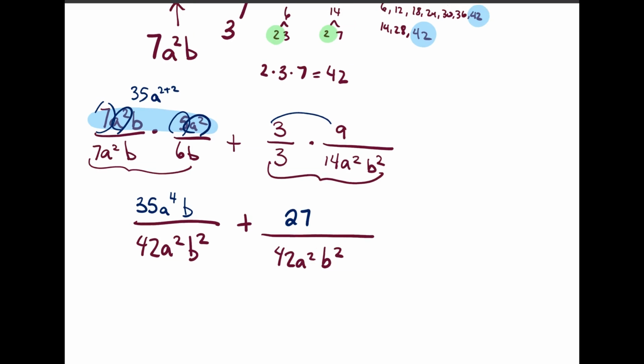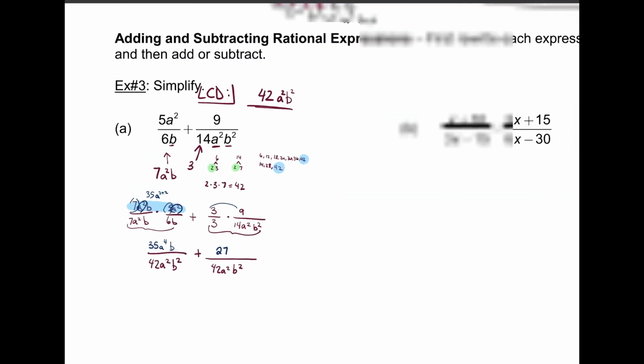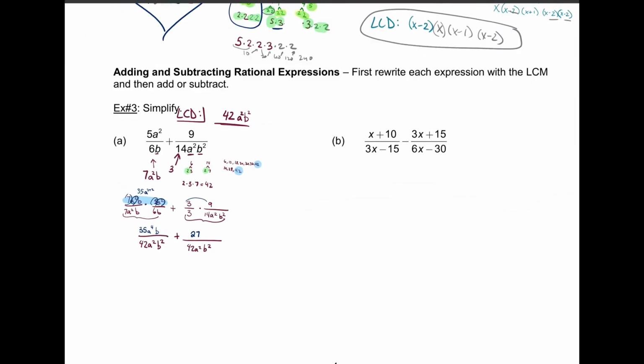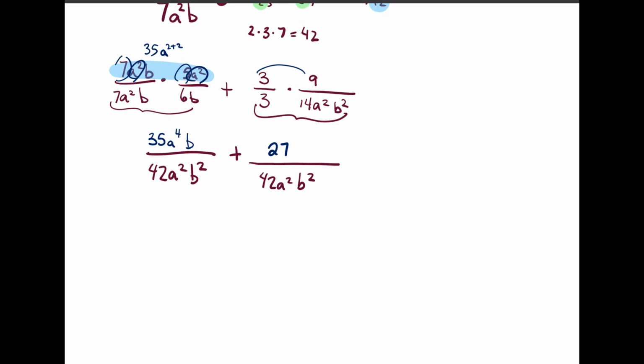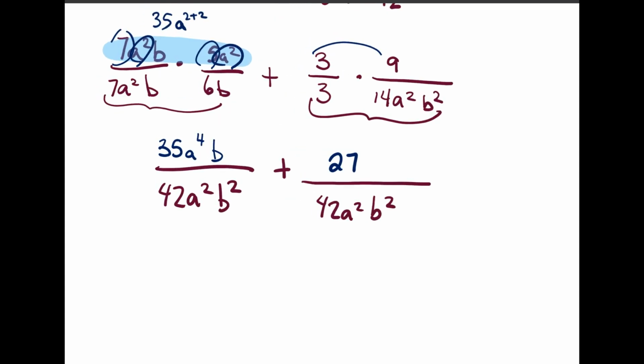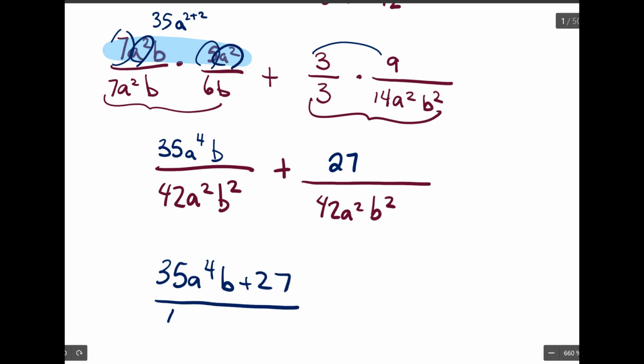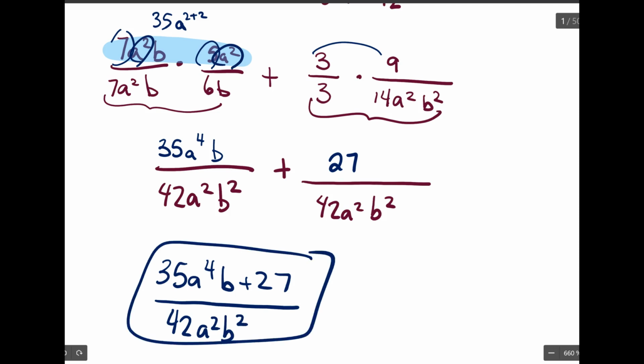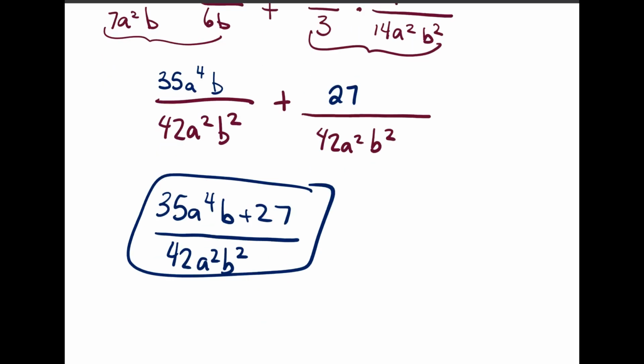Okay, so what am I supposed to be doing? First rewrite each expression with least common denominator, then add or subtract. Okay, let's add or subtract. How would I write this final answer? 35 a to the 4th b plus 27. That's exactly what we do. I have it all over one fraction.